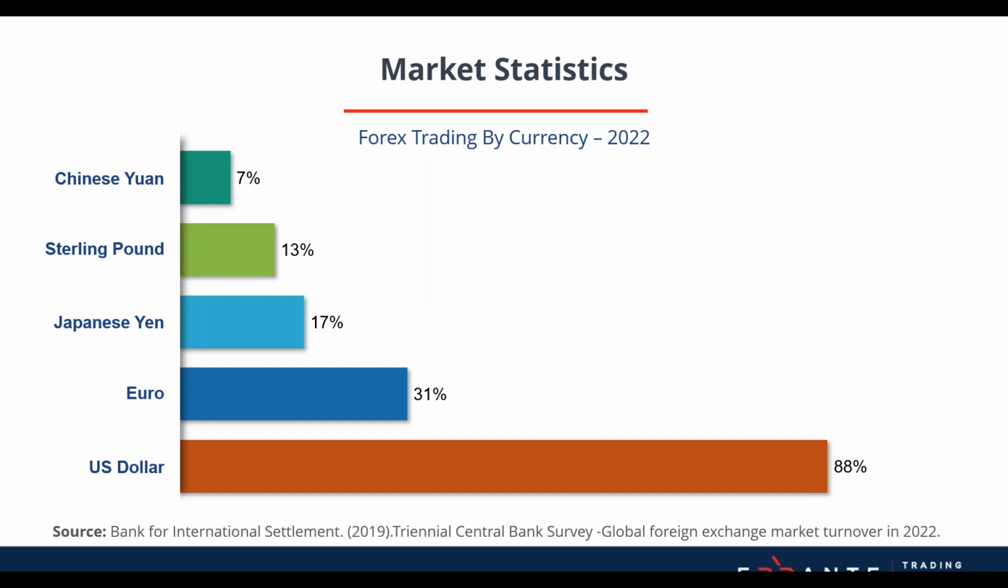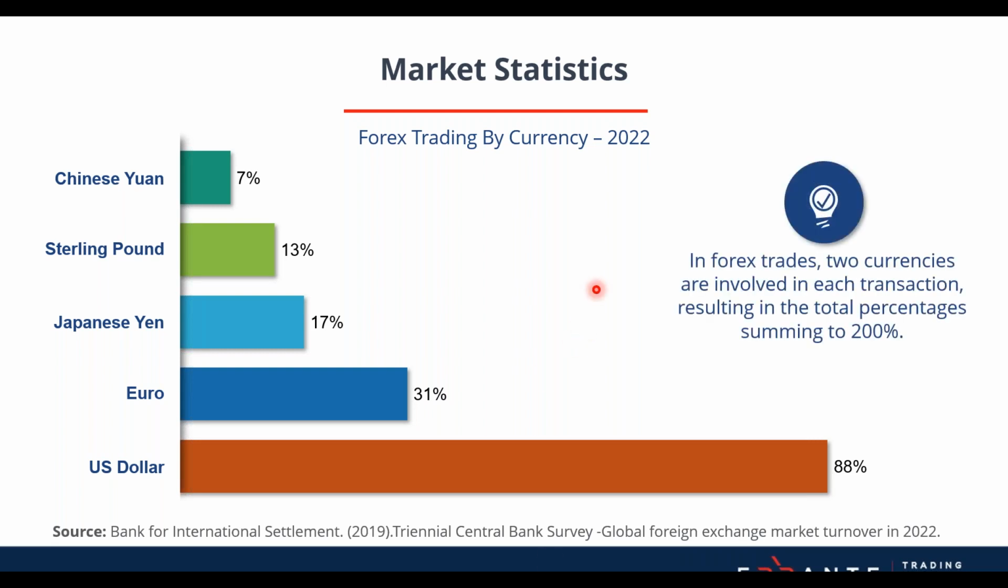Now, an observant eye might wonder, why do these percentages sum up to 200% instead of the usual 100%? The reason is simple, yet fundamental to understanding Forex. Every Forex transaction involves a pair of currencies, a buy and a sell simultaneously. Hence, both currencies in the pair are counted, leading to a 200% total.